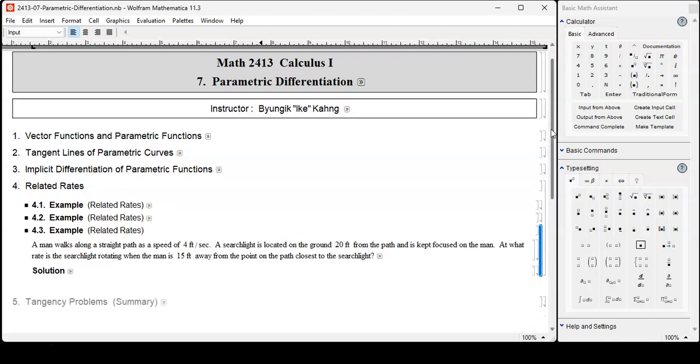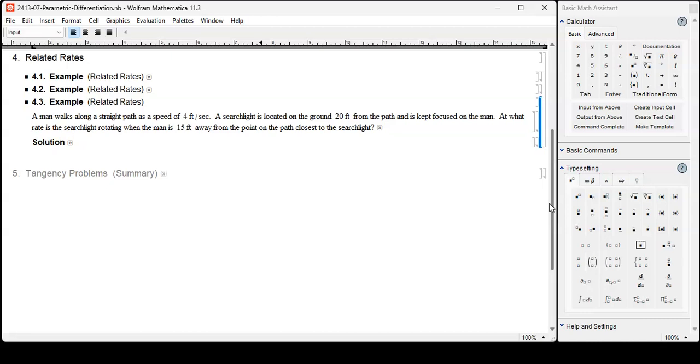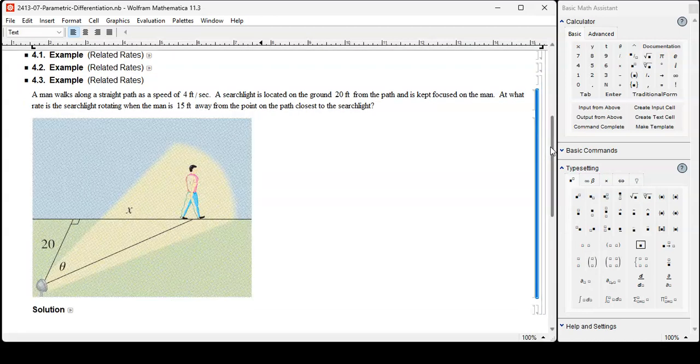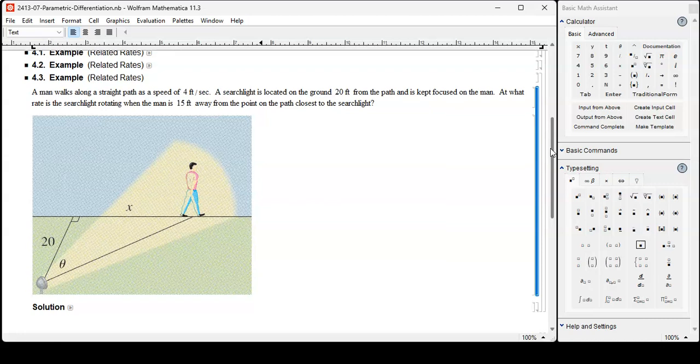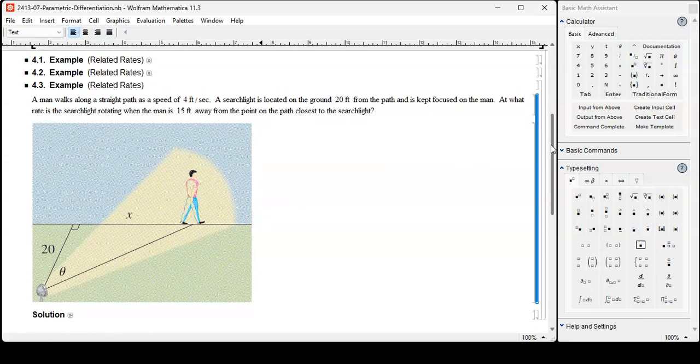Okay, here we go. A man walks along a straight path at a speed of 4 feet per second. A searchlight is located on the ground 20 feet from the path and is kept focused on the man. Can you visualize it? Well, the problem came with this picture, so maybe this will help. At what rate is the searchlight rotating when the man is 15 feet away from the point on the path closest to the searchlight?